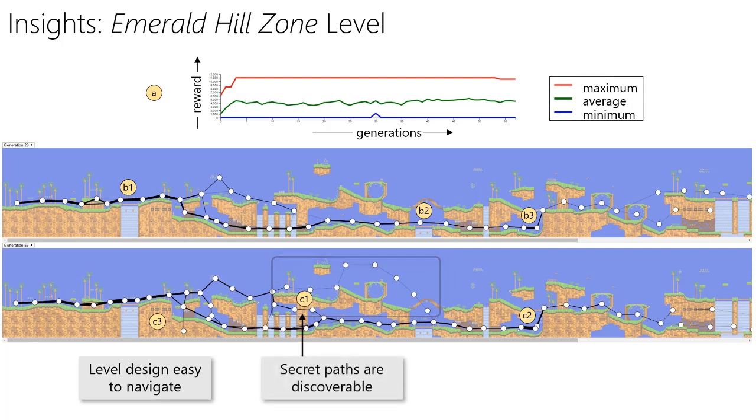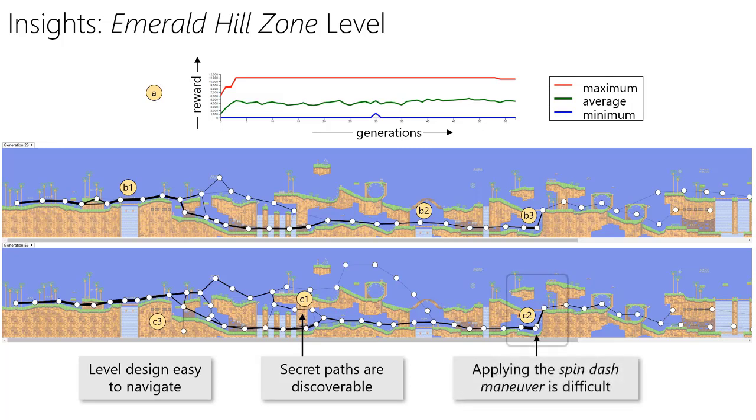More agents in generation 56 discovered the secret paths in the level. These observations indicate that secret paths in the level design can be discovered by more advanced players. Although few agents in generation 29 learned to perform the spin dash maneuver and cross the steep vertical wall, still many agents in generation 56 were not able to get past the obstacle, as shown by the thick black line before the wall. This indicates that learning to apply the spin dash maneuver in this situation may be difficult.